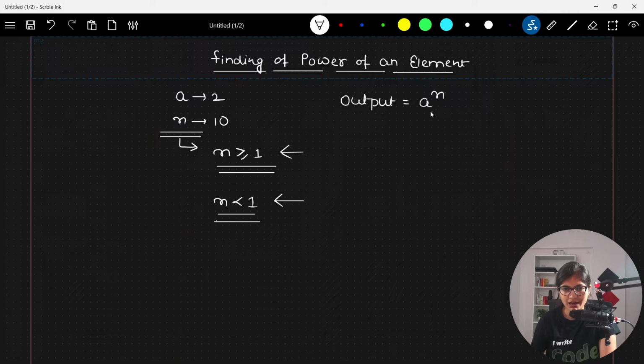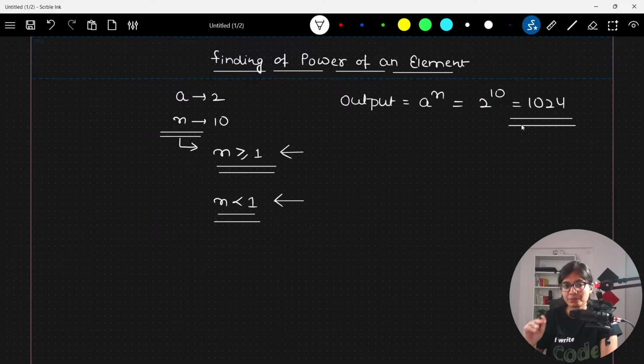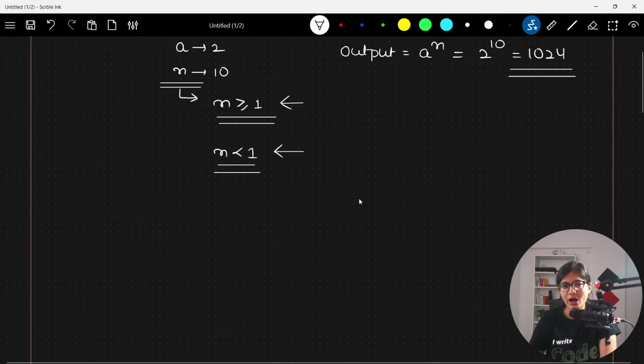The output we are expecting for this test case will be 2 to the power 10, which is equal to 1024. Correct, everyone? So basically we need to find the power of an element given the value of A and the value of N. That is the problem statement that we have. Perfect. So how can we do that?